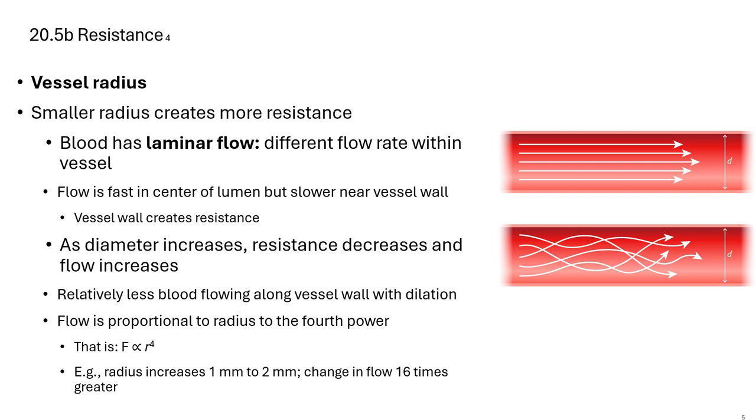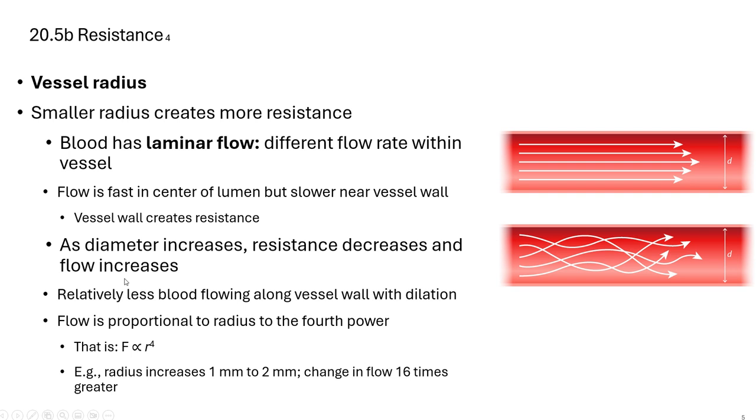Vessel radius means the width of your vessel, essentially. With this one, as you increase the size of the lumen, the radius or the diameter of the lumen, you're going to make it wider, and thus you're going to decrease resistance. So as diameter increases, you could also think radius, resistance is going to decrease and flow is going to increase.